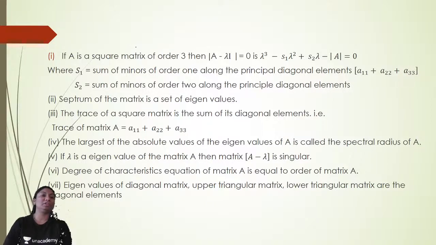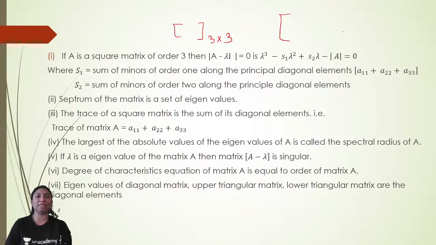Okay, if you have a square matrix of order 3, that is a 3 by 3 matrix, then definitely you will get the characteristic equation: lambda cube minus S1 lambda square plus S2 lambda minus determinant of A is equal to 0. Now what do you mean by S1? S1 is the sum of minors of order 1 along the principal diagonal elements, that is A11, A22, A33.